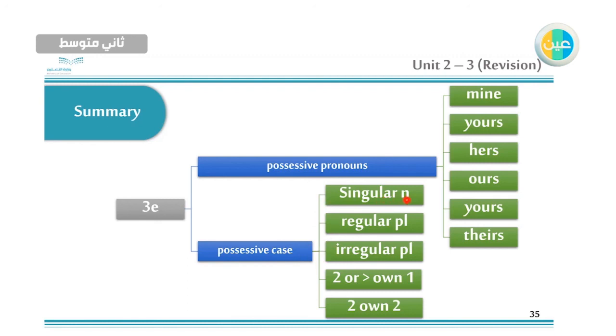In singular nouns, we add apostrophe S to the noun. In regular plural, we add the apostrophe after the S at the end of the noun. And in irregular plurals, we add apostrophe S. And when two people or more own one thing, we add apostrophe S to the last noun in the sentence. And when two people own two different things, we add apostrophe S to each noun.